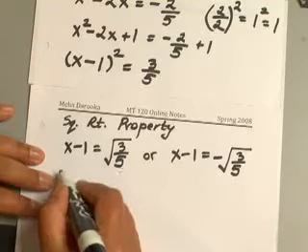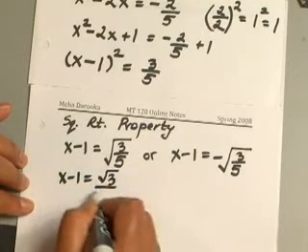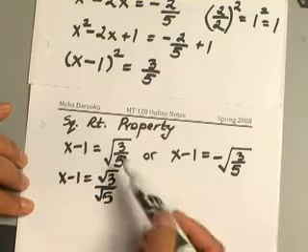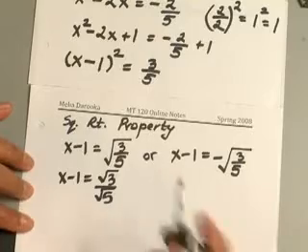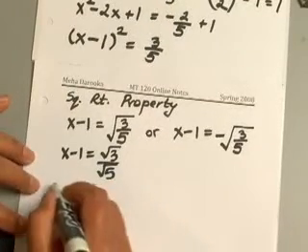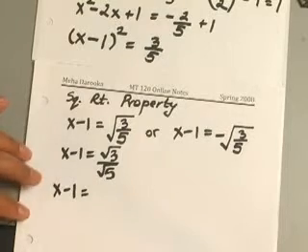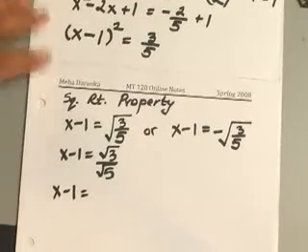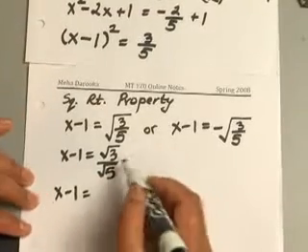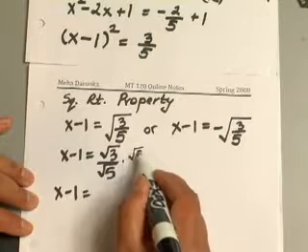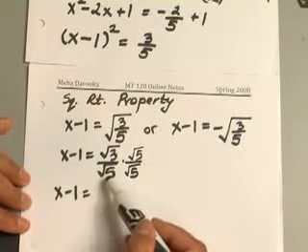Okay, now you need to simplify this radical term here. So you will end up with x minus 1 equals square root of 3 over square root of 5, because you can see that neither 3 nor 5 are perfect squares. Okay, so what we will have to do here is rationalize the denominator, because again, remember, you never leave your denominator as a radical term. So how do you rationalize your denominators?